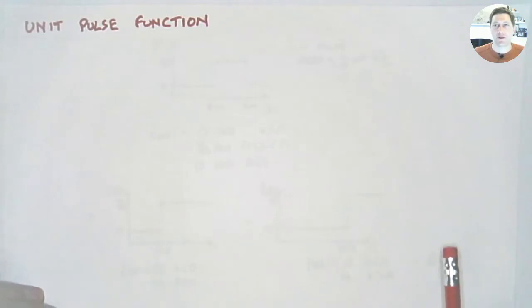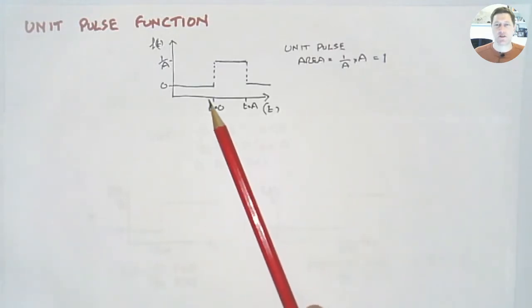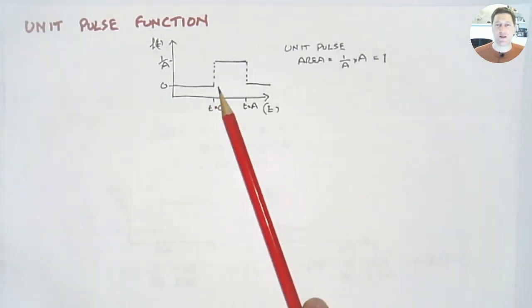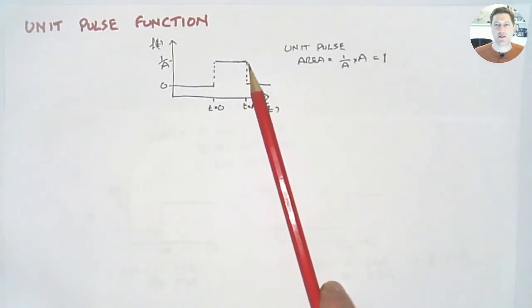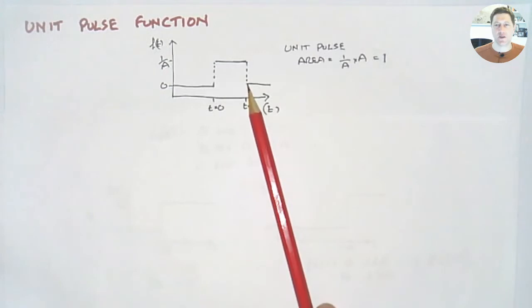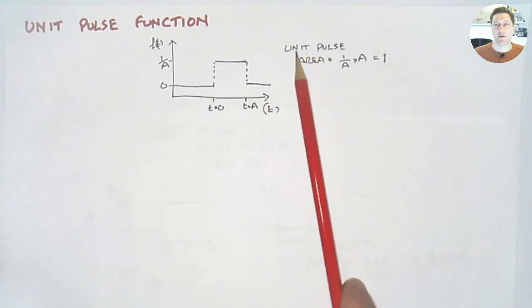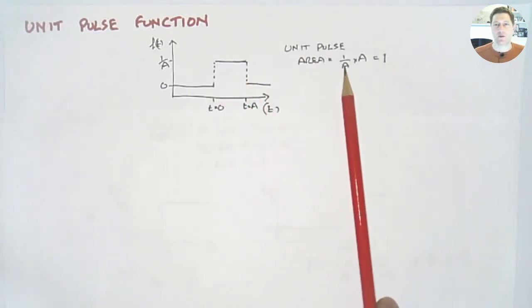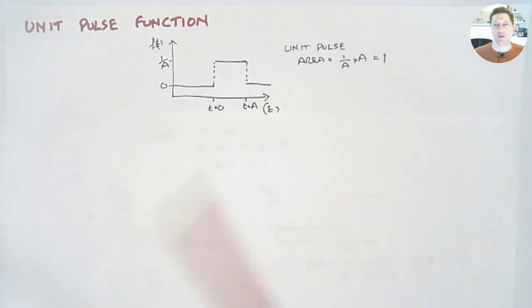Here we go, another one, the unit pulse function. What does that mean? This is the case where something comes on and then it goes off. At time 0 our function goes up to a value of 1 divided by a. It stays constant at 1 divided by a until time t equals a, and then it drops down again to 0 and is constant at 0. It's called a unit pulse because the area of the pulse, the integrated area here, is equal to 1. So the width of the pulse is a, the height of the pulse is 1 over a, multiply them together, area is equal to 1.